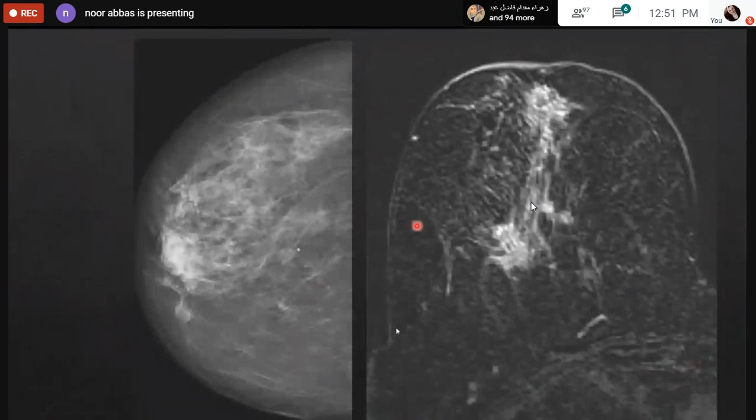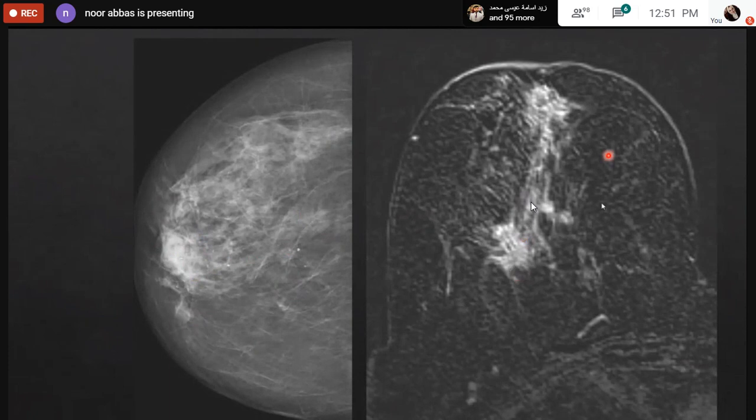This is an example of mammography. This is a patient with calcifications, you notice in the breast microcalcifications. And this is the MRI image. This is a contrast, dynamic contrast MRI.